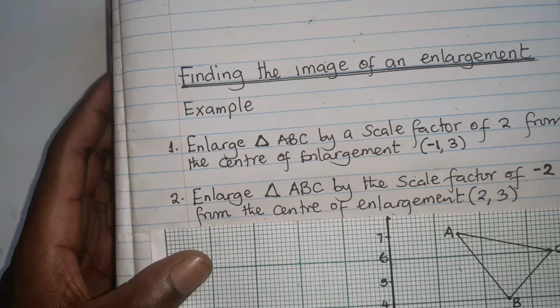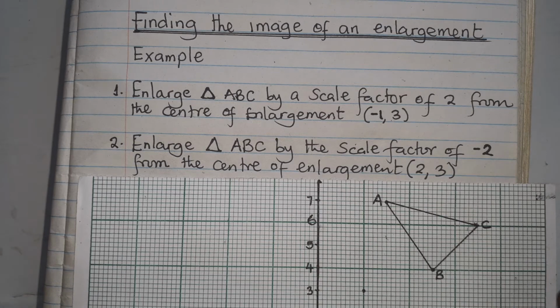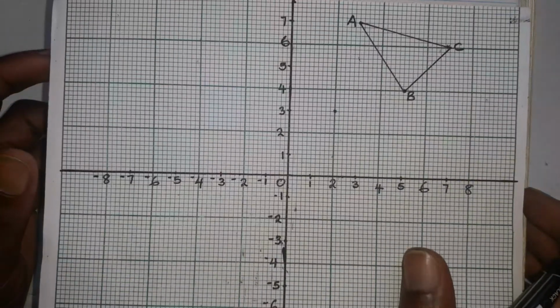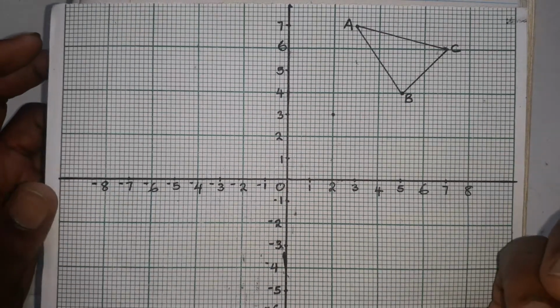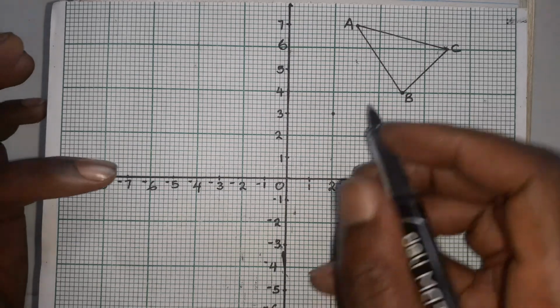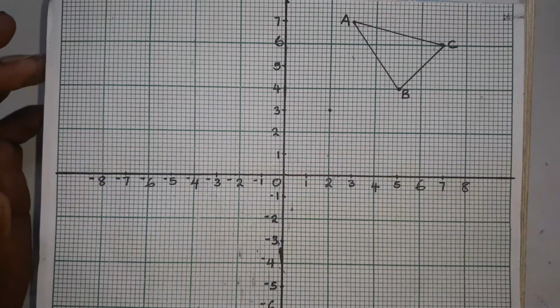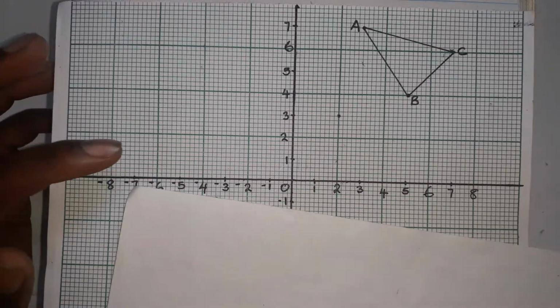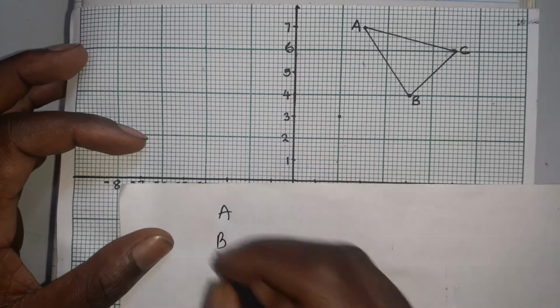All right. So now we proceed to the second question, which says enlarge triangle ABC by the scale factor -2 from the center of enlargement. Here it is. I've already indicated the center of enlargement, 2, 3. So we do the same process. We get the coordinates of these points, just following the same process for A, B, and C.